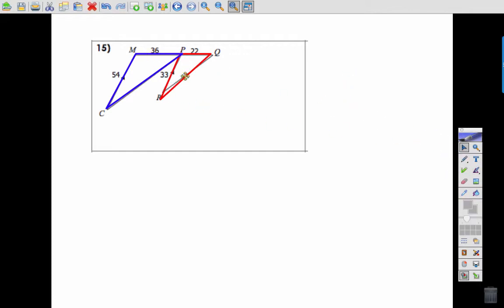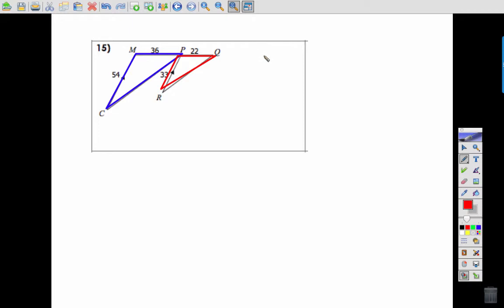Now, let me see if I can draw this a little better. PQR. Oops, didn't do a different color. This is where I try to be fancy, but it doesn't always help. There we go. It's about as good as I can get. Now, I know two sides in the blue triangle. I know two sides of that red triangle.